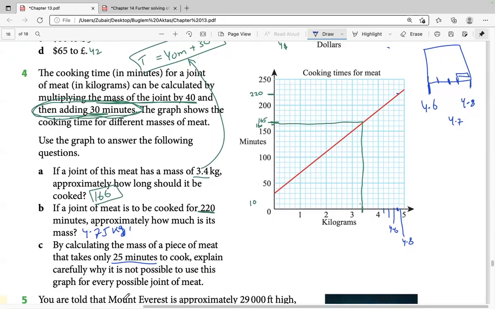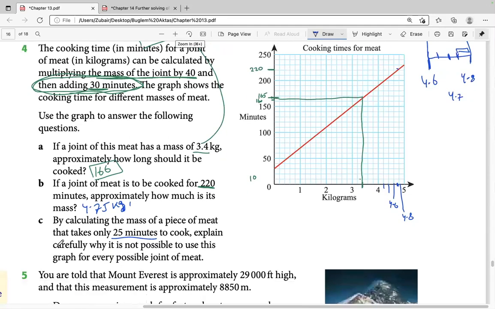Could you zoom in just a little bit? Zoom in. Okay. I'll zoom in. Just have a look at C part.